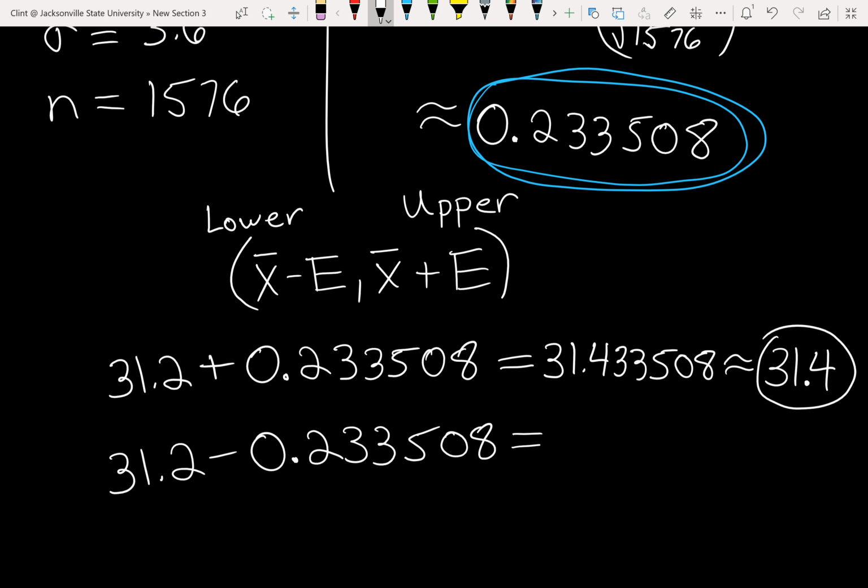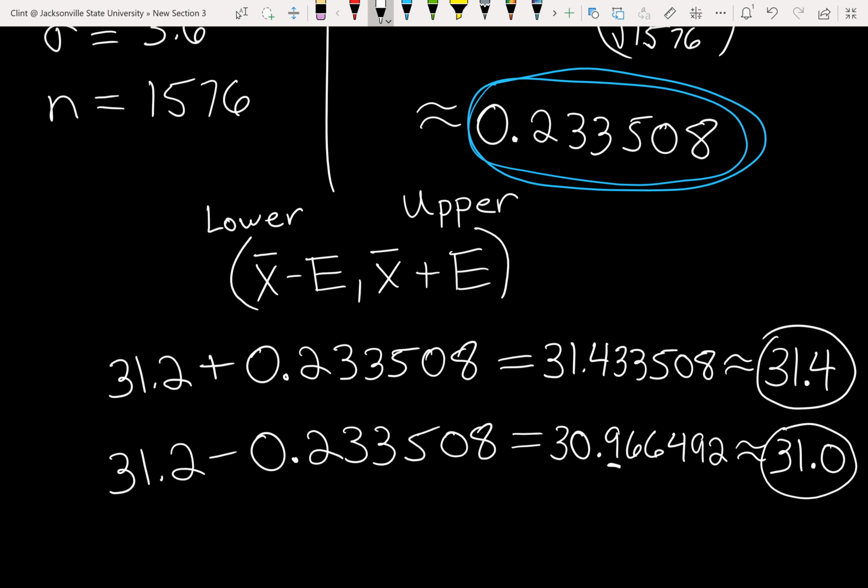And then when we do the lower endpoint, we subtract. So 31.2 minus 0.233508. Okay, so there I get 30.966492. And when we round to 1 decimal place, this one's a little tricky because we're rounding to 1 decimal place. The 6 is going to make that round up to a 10. And so we have to carry, so we get 31.0. The rounding's a little bit tricky on that one.